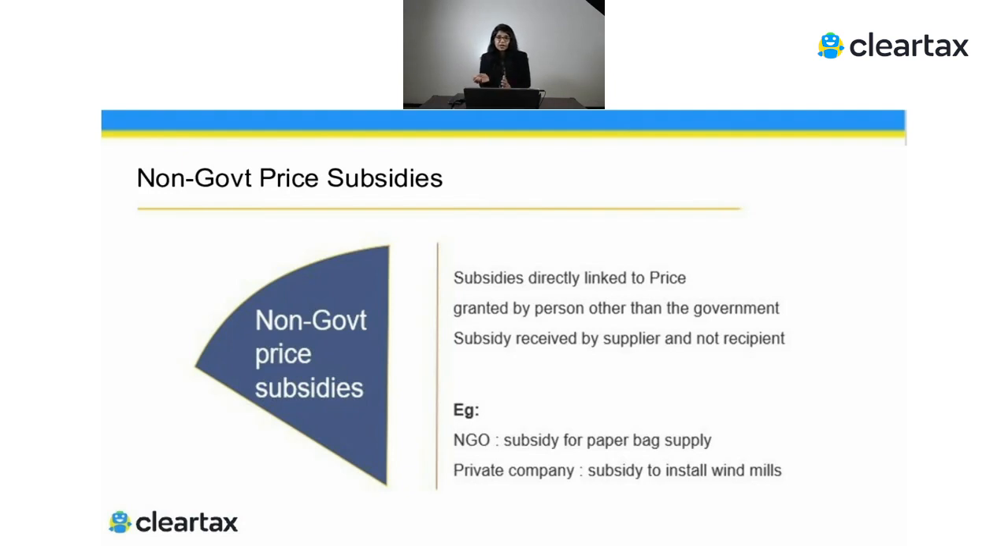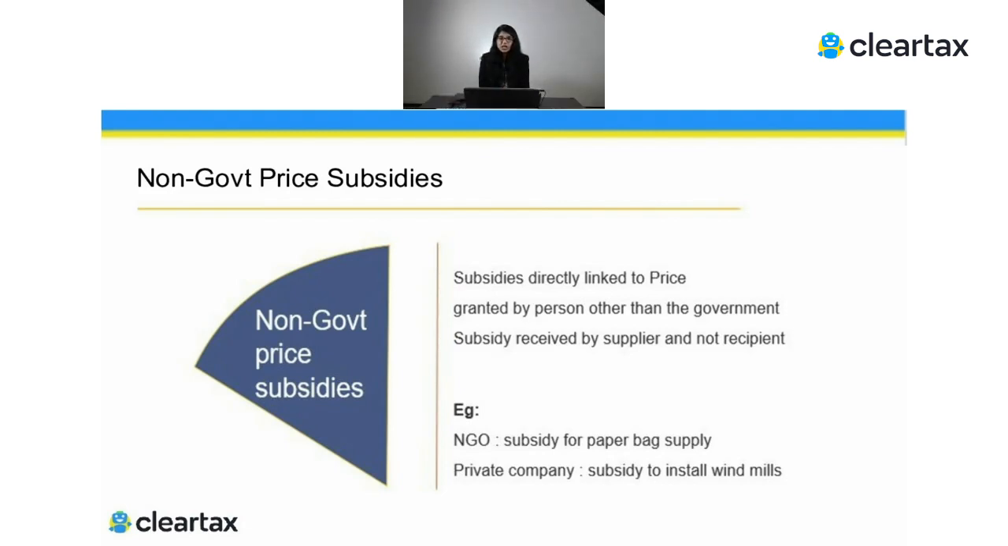So in this particular case, ideally, let's say the price of the bag was 10 rupees. But since that person has given me the subsidy which was directly linked to that particular bag, the price becomes 8. So I have actually started supplying the paper bag at 8 rupees, right? Because this person has actually started giving me 2 rupees as a subsidy. So here, whenever you are given a subsidy which is non-government, that should again be included in your transaction value. So the subsidy which is directly linked to the price, granted by a person other than the government, and received by the supplier and not the recipient, will be included.